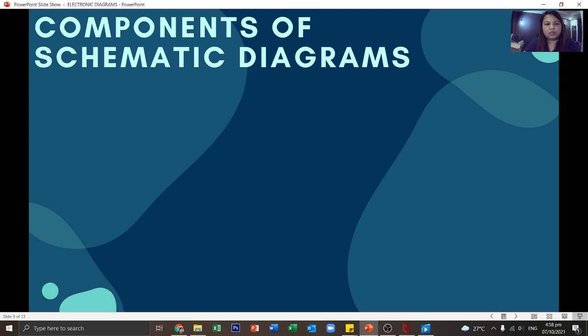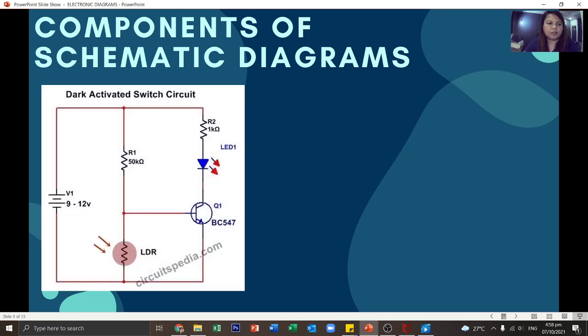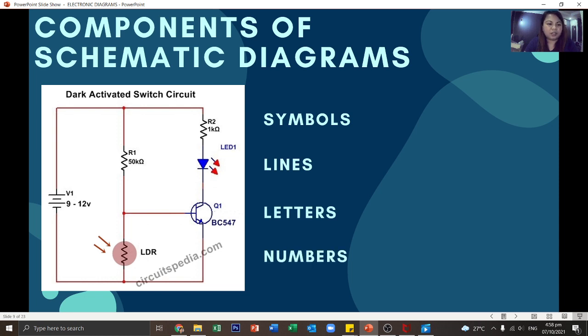So what are the components of schematic diagrams? Let's take this circuit again. What can you see? Yes, we have the symbols. What else? Yeah, there are lines, of course. What else can you see? Oh, you see letters. That's correct. And also numbers. So these are the four components of schematic diagrams. What do these represent?